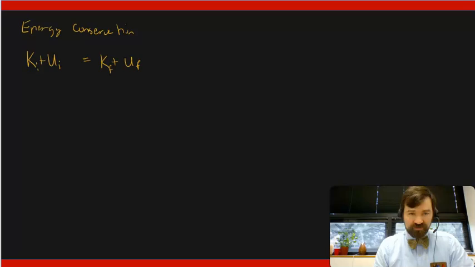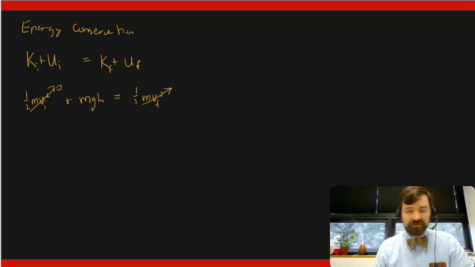Now initially I have this block at some height above the final position, and it's at rest. So initially I have 1/2 mv initial squared, but that term is 0, plus mgh. And then finally I have 1/2 mv final squared, but that's also 0 because it ends up at rest. I have m times g times 0, so obviously that's 0. And I have a compressed spring, 1/2 kx squared. So I should be able to just solve this equation for how far the compression is. x equals the square root of 2mgh over k.